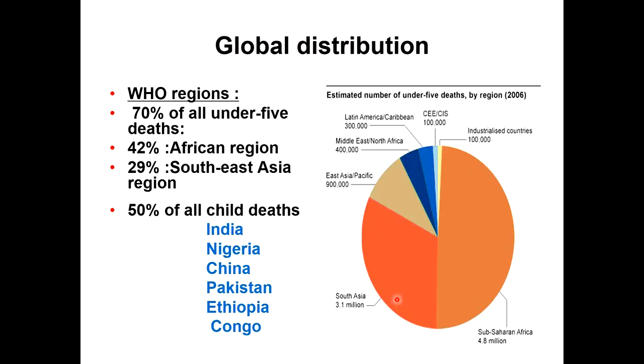When we talk about death rates in different countries, 50% of all the deaths which occur globally are concentrated mostly in these 6 countries. And you can see that Pakistan lies among these countries where we have a higher infant mortality rate and a high under 5 mortality rate. And the statistics of Ethiopia and Congo are very close to Pakistan.